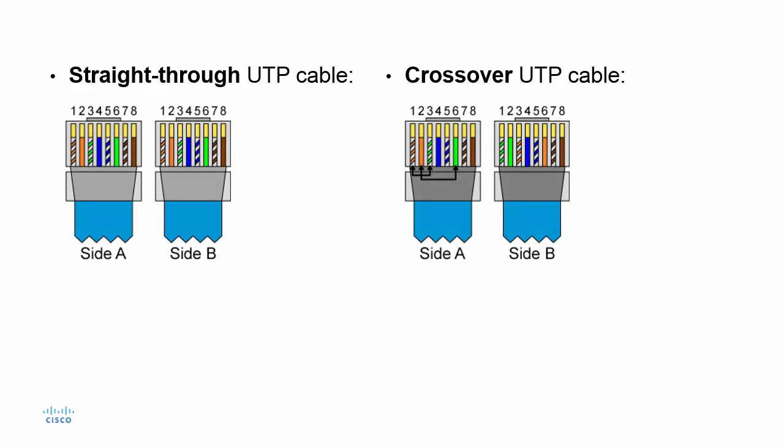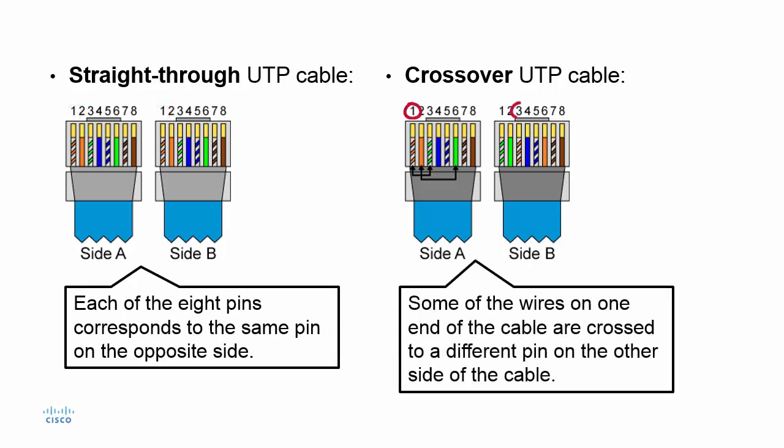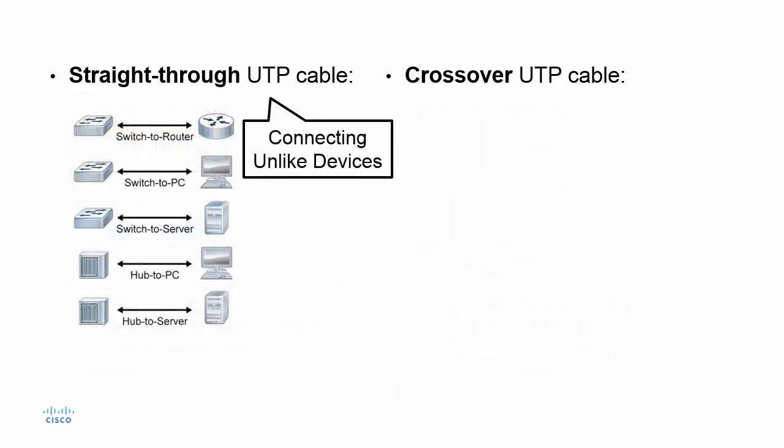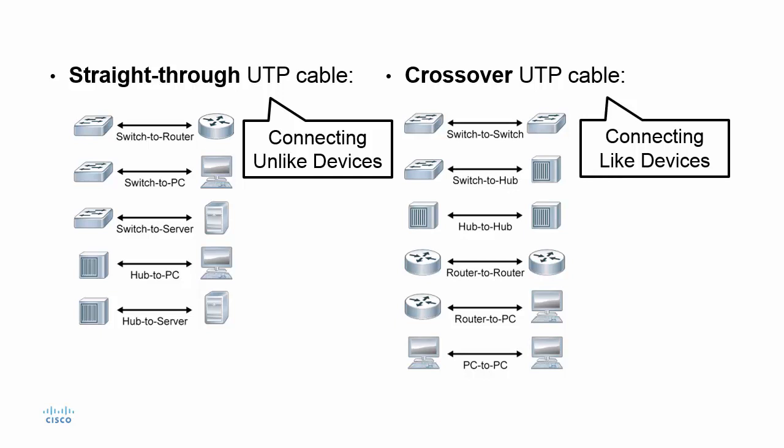A cable is a straight-through cable if each of the 8 pins corresponds to the same pin on the opposite side. And it's a crossover cable if some of the wires on one end of the cable are crossed to a different pin on the other side of the cable, like we show here. Straight-through cables are primarily used for connecting unlike devices, whereas crossover cables connect like devices. And what does that mean?